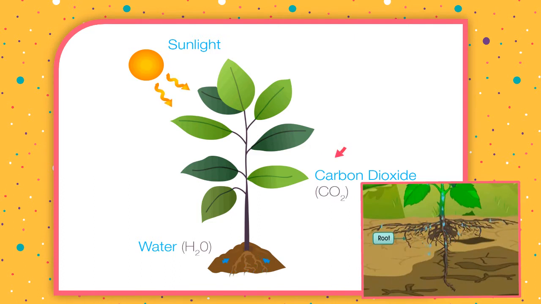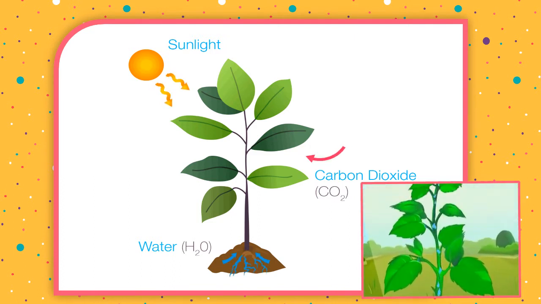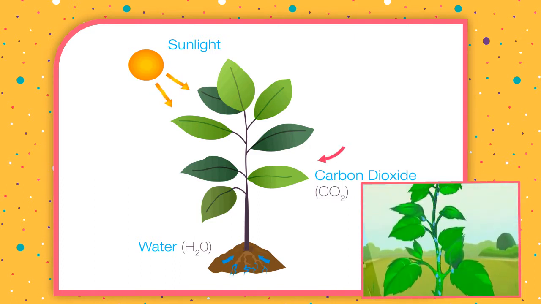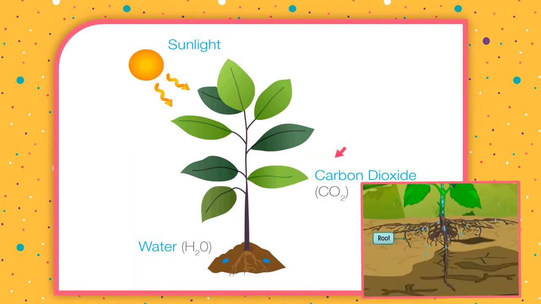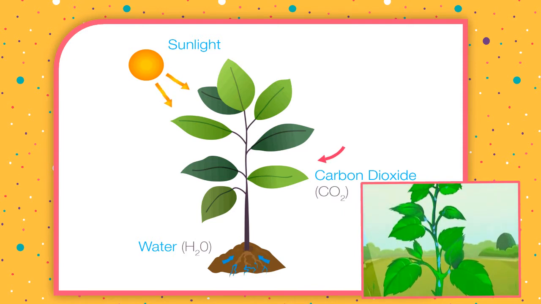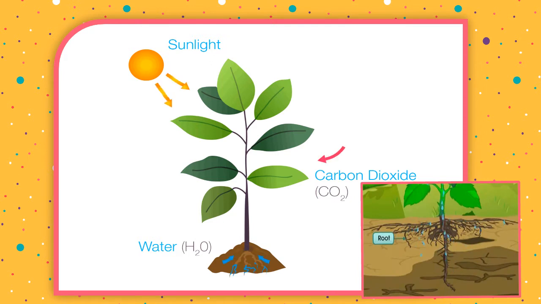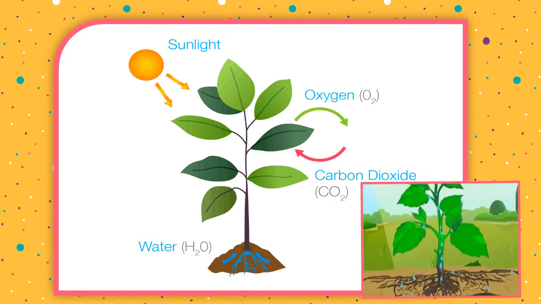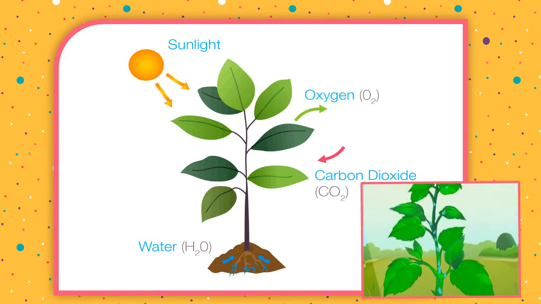Now I will talk about the photosynthesis process. How does the plant make its own food? What does it need to do it? The plant needs three things: carbon dioxide gas from the air, sunlight from the sun, water and mineral salts from the soil.